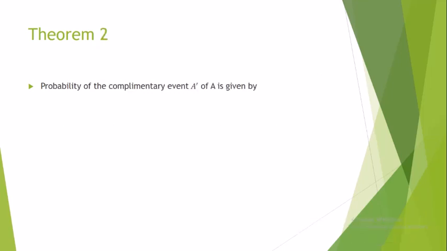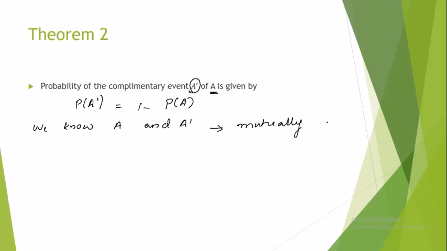Now let's have a look at the second theorem. The probability of the complementary event of A, that is A complement, is given by probability of A complement is equal to 1 minus probability of A. Now we know that A and A complement are both mutually disjoint events, right? Then what is A union A complement?